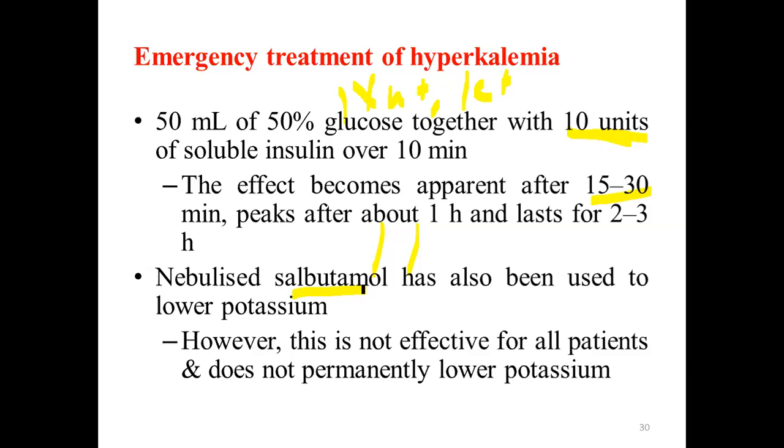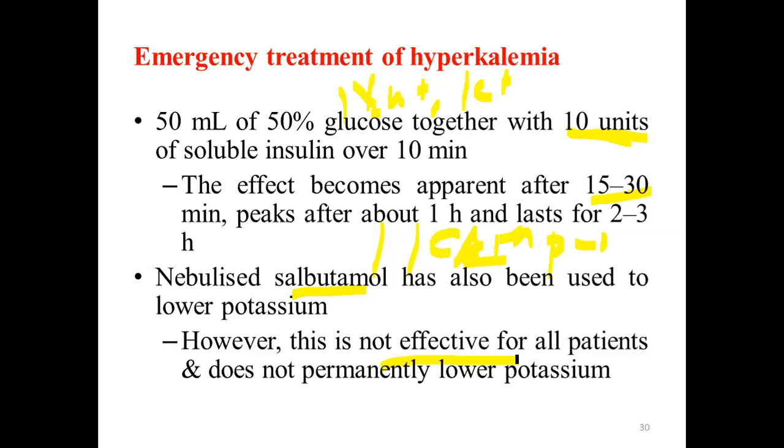Salbutamol increases the level of cyclic AMP. I think MES might take you through the mechanism of beta adrenergic agonists: they are G-protein coupled receptors, and they increase the level of cyclic AMP, and ultimately they activate sodium potassium ATPase. In such a way, they can increase shifting of potassium into the cell. So remember, those measures are not effective for all patients and do not permanently lower potassium. As Laura said, those are temporary measures.